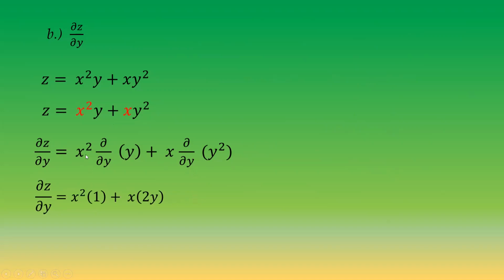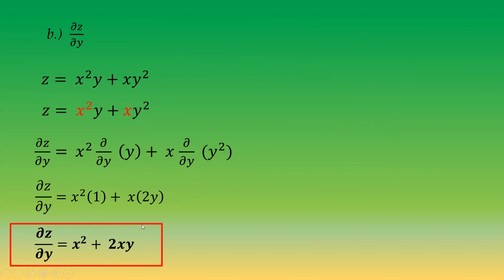Then, we will have x squared. Derivative of y is 1. Derivative of y squared is 2y. Then, we have x squared plus 2xy. Partial derivative of z with respect to y. So, we are going to apply same formulas in ordinary derivative. So, kamukha lang naman siya ng common derivative natin.